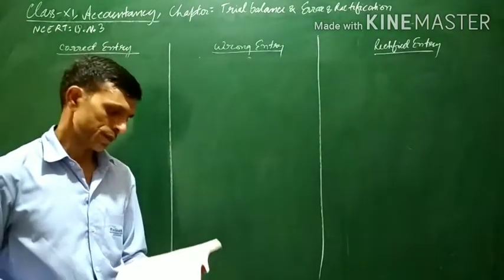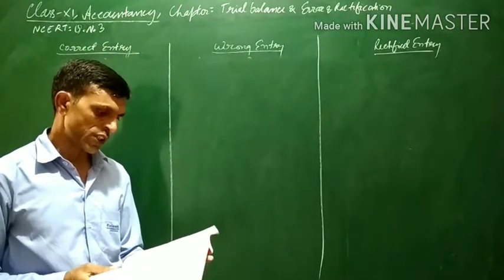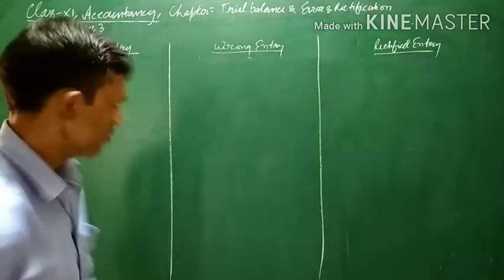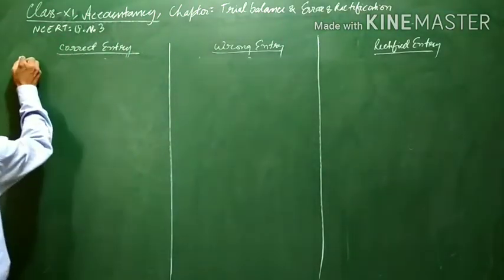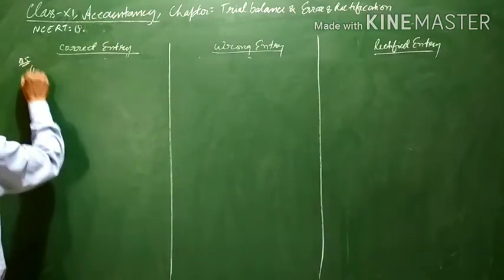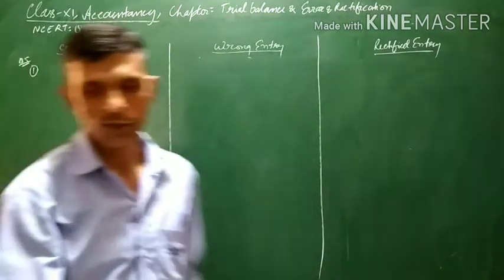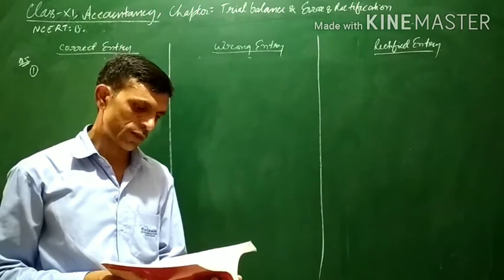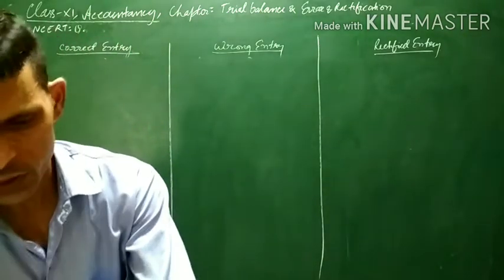The entry is credit sales to Mohan 7,000 were recorded in purchases book. Now, very important. Question 5. This is not question number 3. Under question number 5, the first one: credit sales to Mohan 7,000 were recorded in the purchases book.